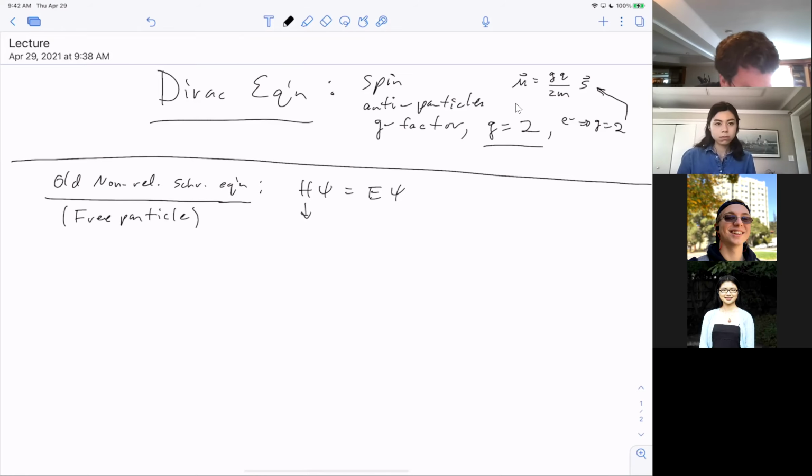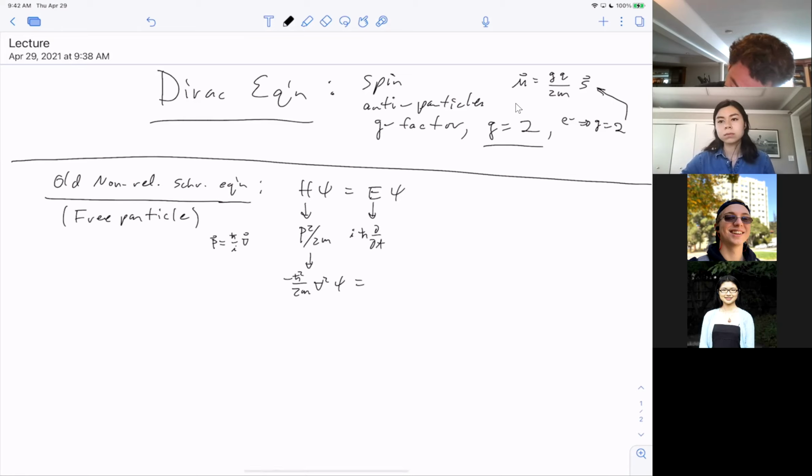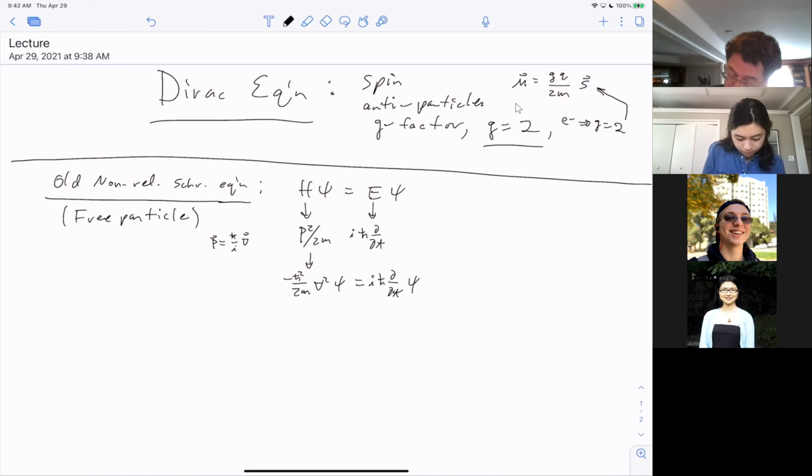The Hamiltonian for a free particle is just the kinetic energy, p squared over 2m, but we know that in quantum mechanics we can replace p with h bar over i del, because the observable turns into an operator. So this becomes negative h bar squared over 2m del squared psi. And the E part we turn into a time derivative, i h bar d dt psi. So that's our old friend, the time-dependent Schrödinger equation.